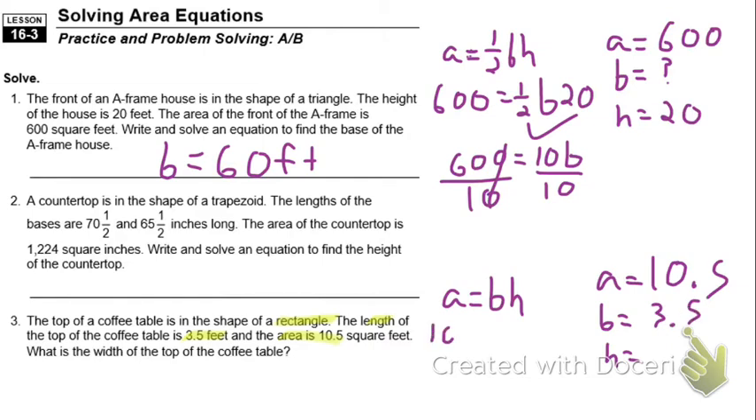So let's plug everything into the formula. 10 and 5/10 is equal to 3.5, or 3 and 5/10, times the height. Divide both sides by 3 and 5/10. And we determine the height is 3 feet.